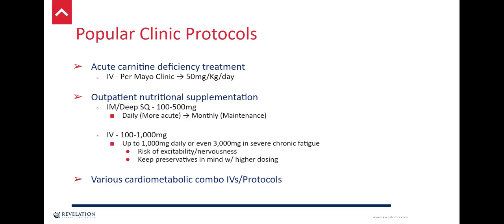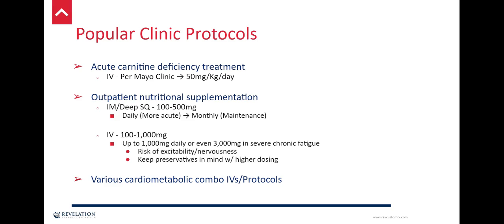Commonly, what I'll see clinics doing is anywhere from 1 to 3 times a week to start, maybe even in combination with other energy support or nutritional support regimens. And then it might back off to weekly or biweekly, or even monthly would probably be the minimum maintenance dose. And then with IV, typically we see between 100 to 1,000 milligrams, with up to 1,000 milligrams daily for brief periods, or even 3,000 milligrams in severe chronic fatigue.